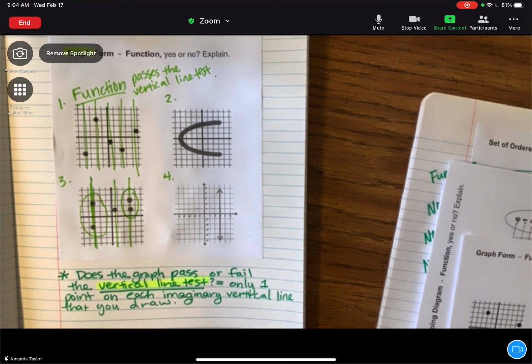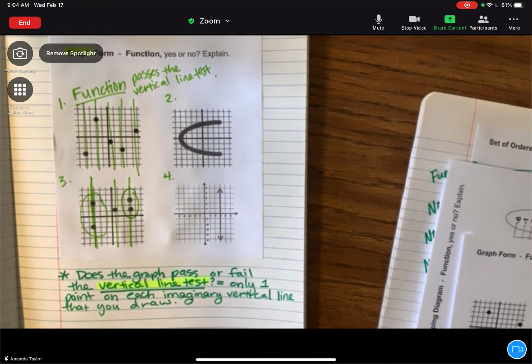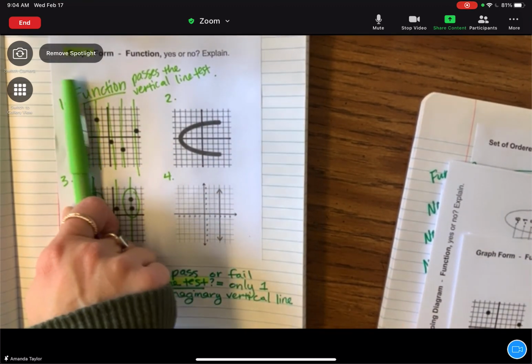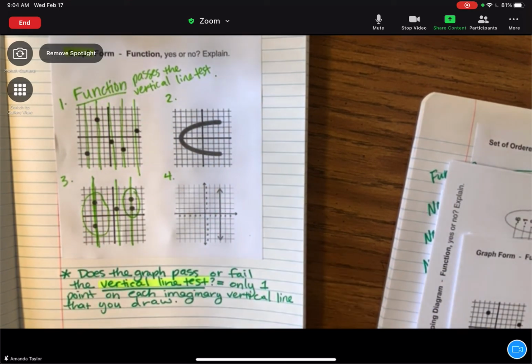Because so many times in the past I've had people say, oh, it's the pencil test, where you take your pencil across. I'm like, it's called the vertical line test.